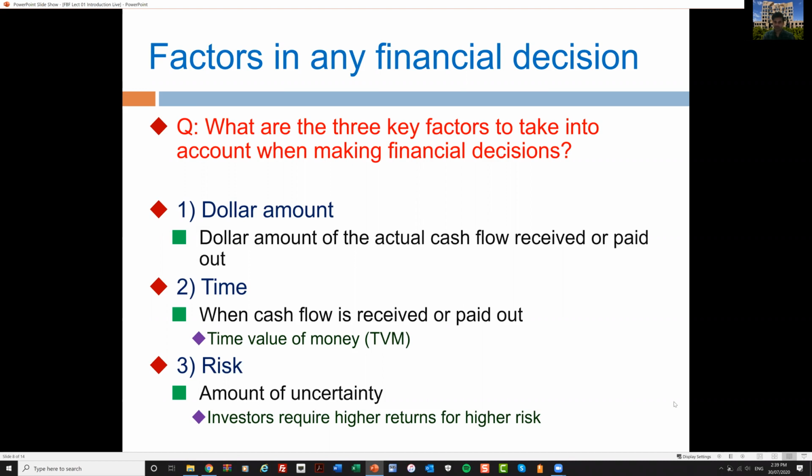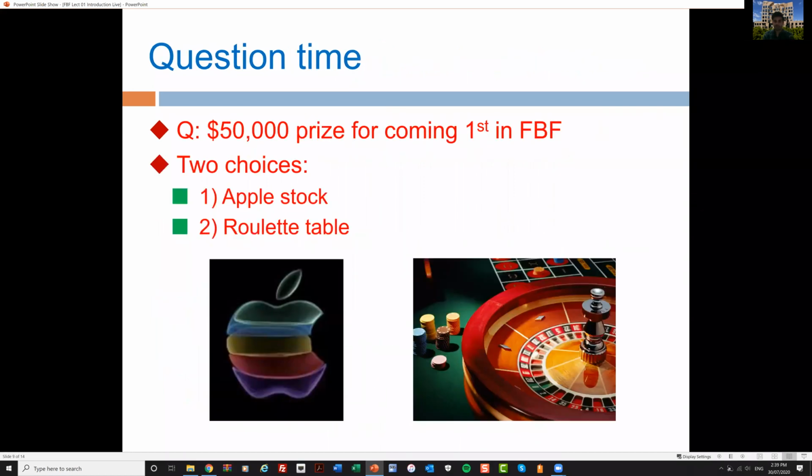And if we identify these 3 things, we can make good financial choices. Okay, so well done to most of you. So just to elaborate on this risk concept.